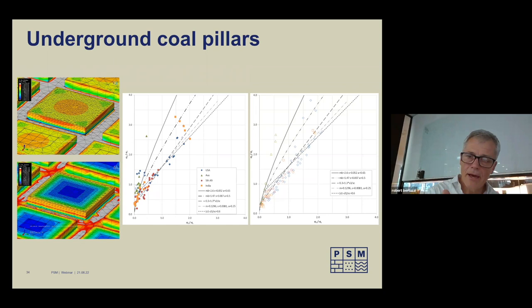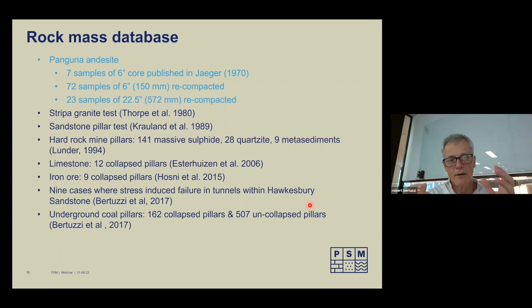back into the modeling. So we modeled the geometries of the pillars, the depths of the pillars, estimated the induced stresses, plotted again those pillars that failed against those pillars that didn't fail, and curve fitted lines to see if we could separate it. And there's good ability to differentiate between the two cases, those collapsed and those uncollapsed cases. So now we have a rock mass database that's not just the seven samples of 6-inch core. We've nearly got 1,000 cases. All right. So it's a much larger database that we can then go and explore, and how to convert into rock mass strengths.